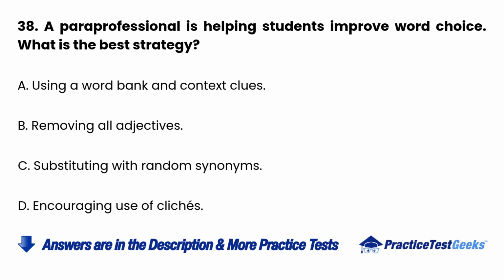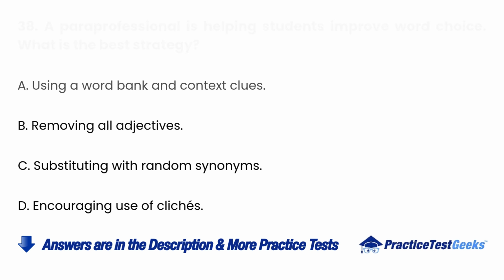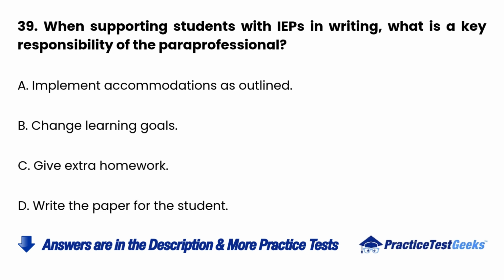38. A paraprofessional is helping students improve word choice. What is the best strategy? A. Using a word bank and context clues. B. Removing all adjectives. C. Substituting with random synonyms. D. Encouraging use of clichés.